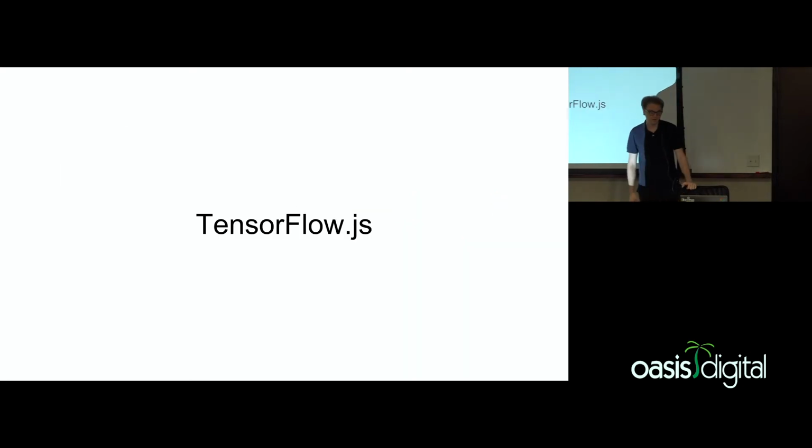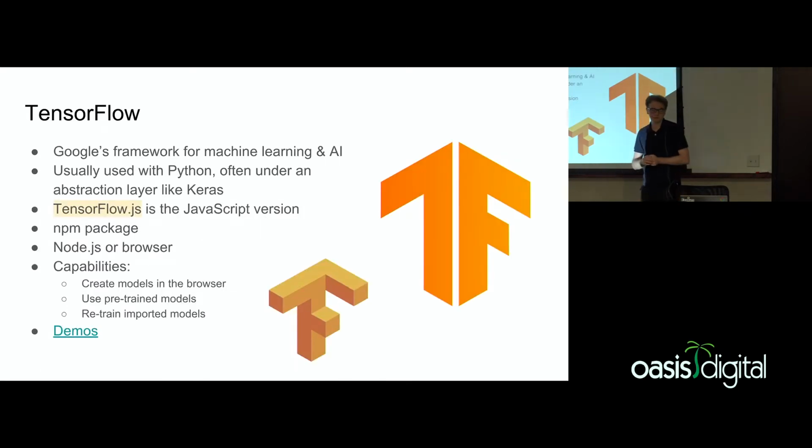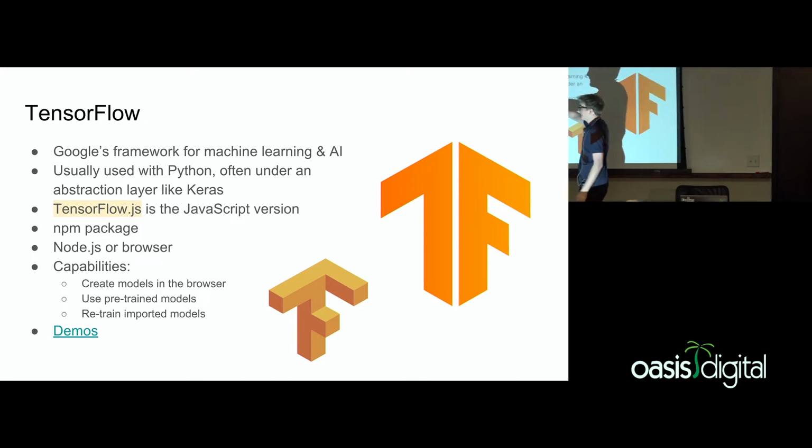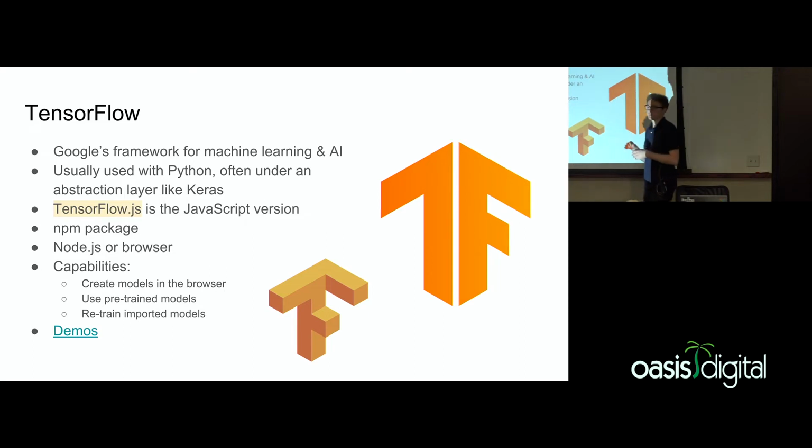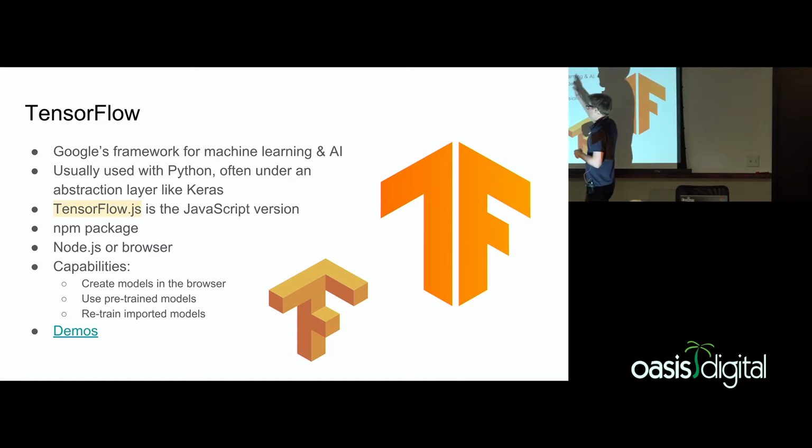So with that, I'll jump right into TensorFlow.js. First of all, what is TensorFlow? This is Google's framework for machine learning and artificial intelligence. It's for Python, so usually people have their own local setup with Anaconda and Jupyter notebooks. And they usually use an abstraction layer like Keras. This is on top of TensorFlow and abstracts a lot of things that you use with deep learning, different types of layers that you can use. It gives a lot of things in the box. But if you really wanted to, you could do a lot of things just straight in TensorFlow.